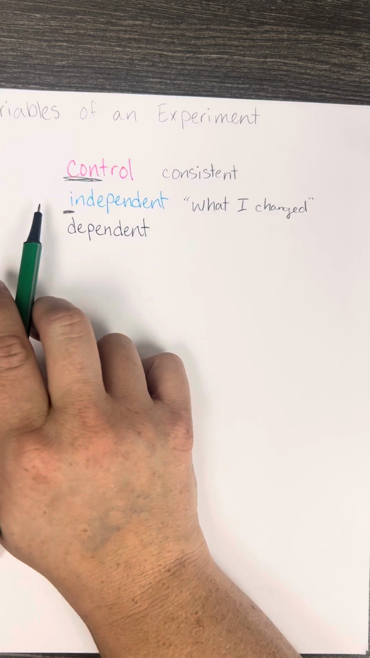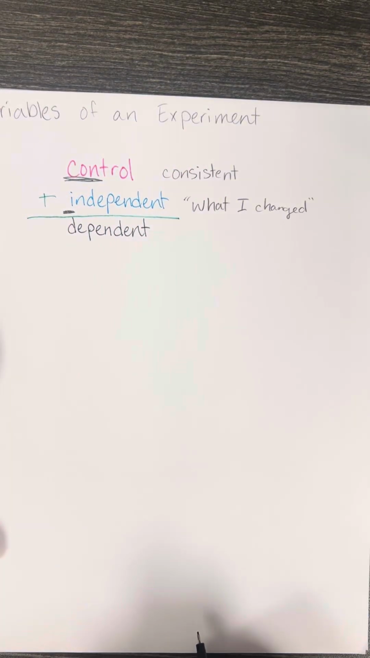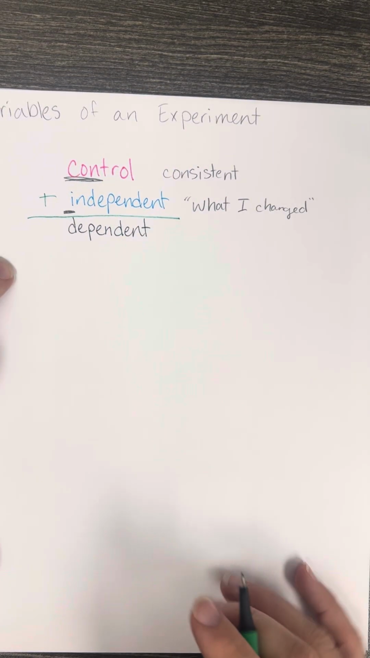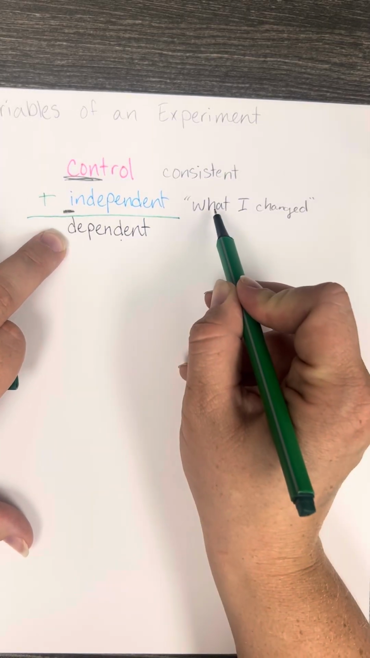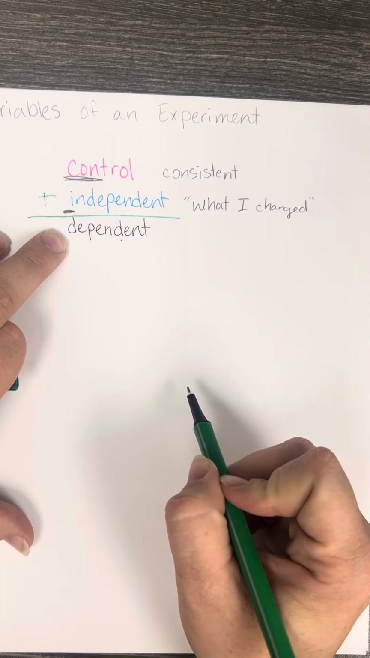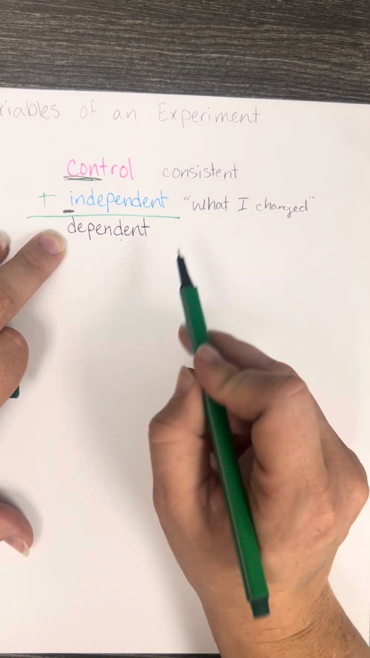Now, the easiest way to remember this is you have your control plus your independent is going to equal your dependent. And that's because your dependent depends on what you changed, right? So your outcome or your dependent variable, it depends on what you changed.